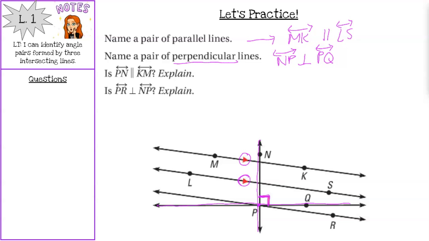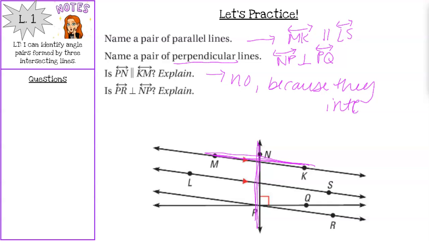And then we have 2 questions. Is line PN parallel to line KM? So if we find line PN and KM, are those parallel? No, because they cross, or intersect.